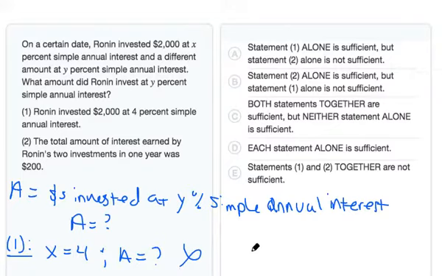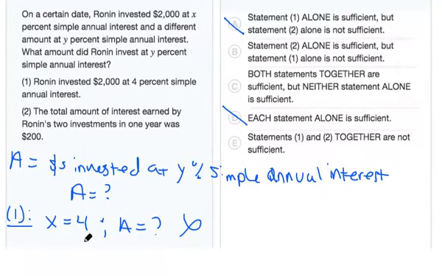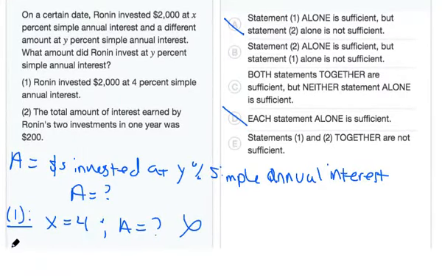Since this statement alone is not sufficient, we can eliminate answer choices A and D. We still have B, C, and E to choose from, so we need to consider statement 2 alone.